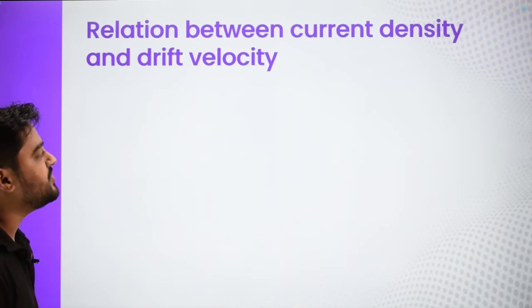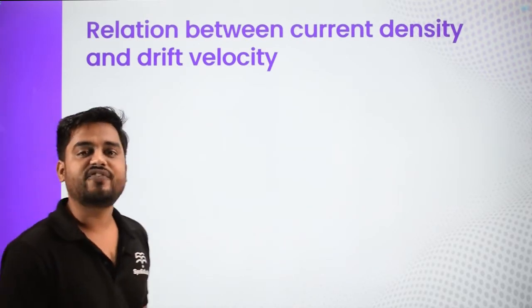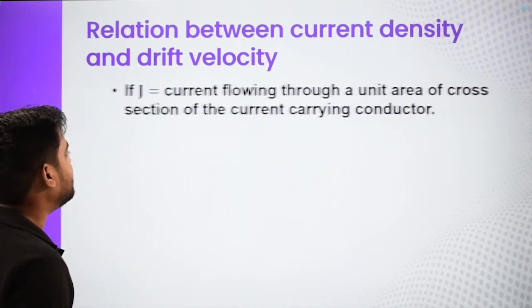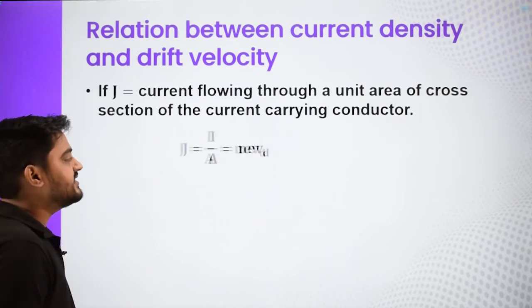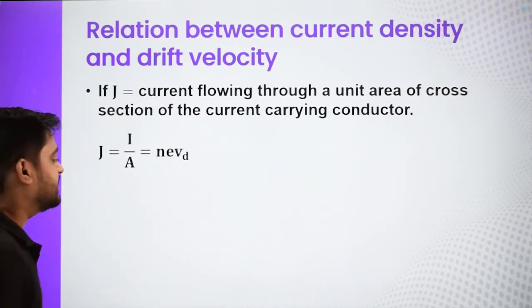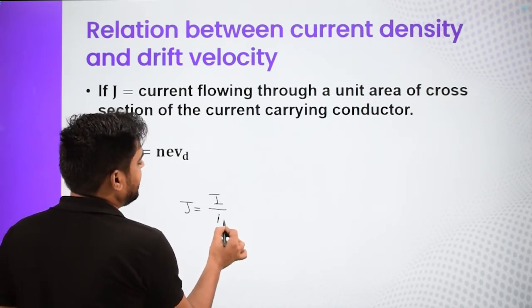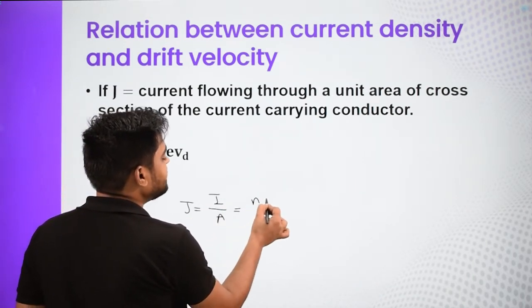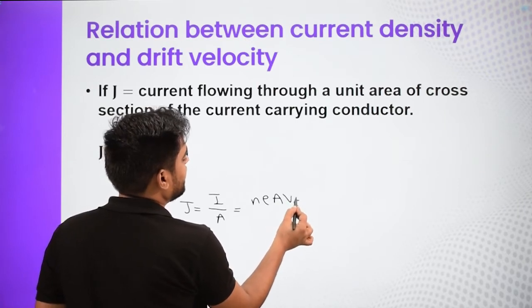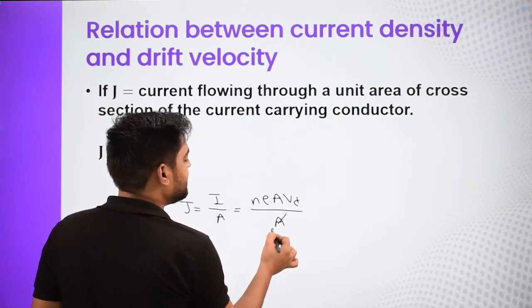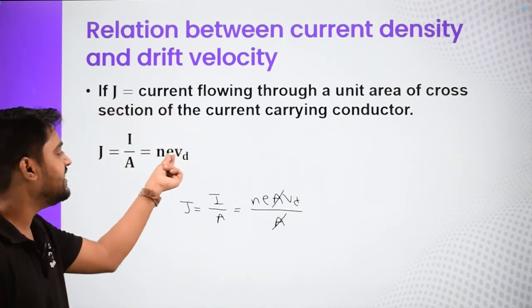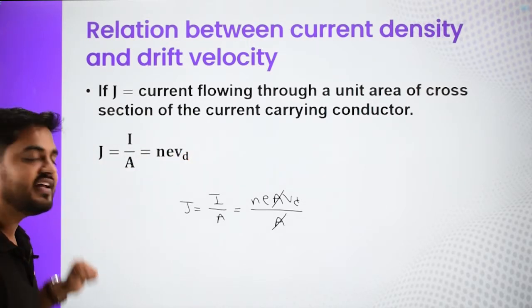Next is the relationship between current density and drift velocity. We have already seen this expression that I is basically NeAVd. So my current density is nothing but the current per unit area. Current itself is NeAVd divided by A, so this A simply gets cancelled and we get NeVd as my J. J is the current density.